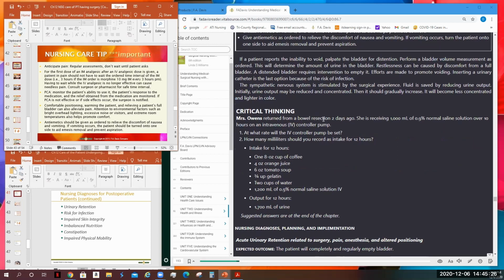Efforts are made to promote voiding. Inserting a urinary catheter is the last option because of the risk of infection. The sympathetic nervous system is stimulated by the surgical experience. Fluid is saved by reducing urine output. Initially, urine output may be reduced and concentrated. Then it should gradually increase and it will become less concentrated and lighter in color.